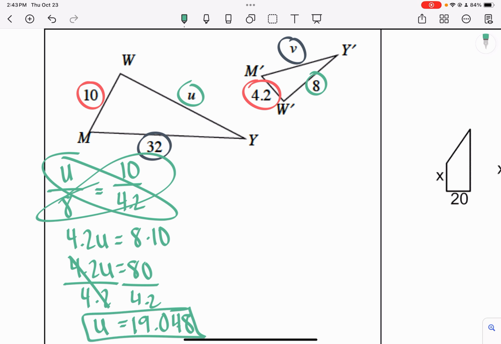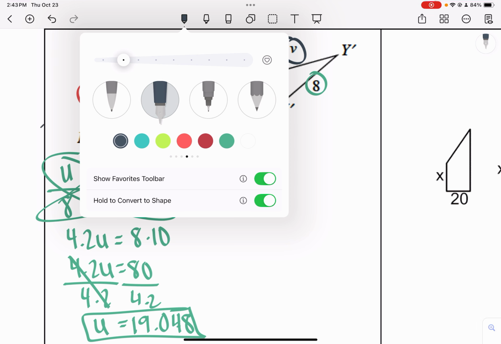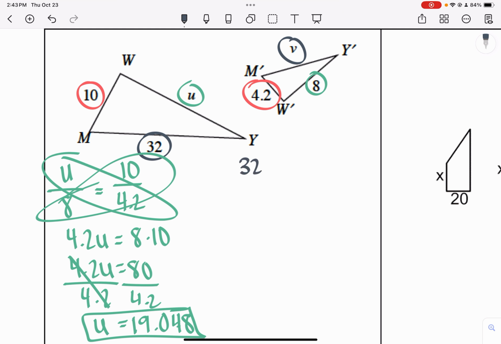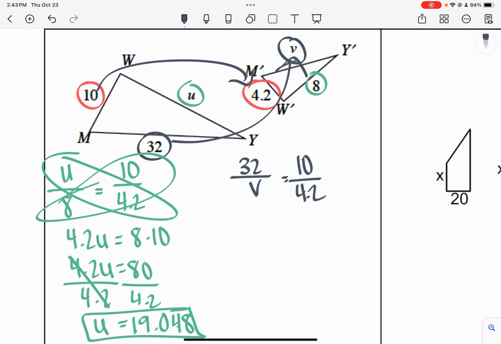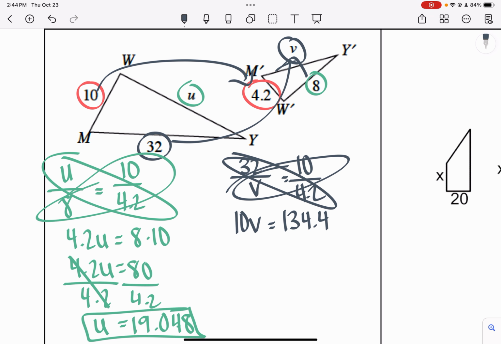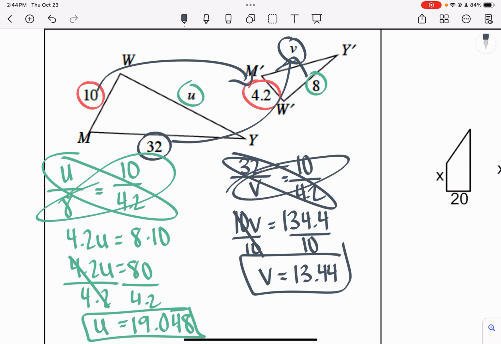And then the next one is going to be the v. So I'm going to do 32 divided by v equals, and since I went this direction, I'm going to do 10 over 4.2 again. Okay, and then we're going to cross multiply. So 10 times v equals 32 times 4.2, which is 134.4. Then we're going to divide both sides by 10. So v equals 13.44.